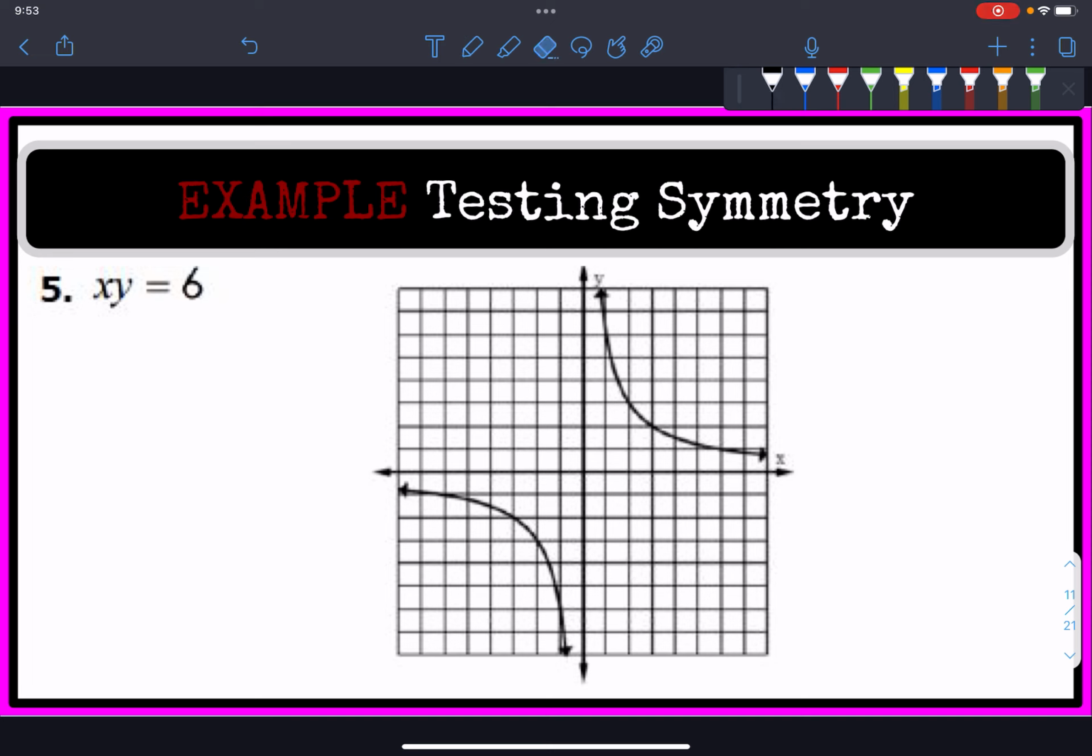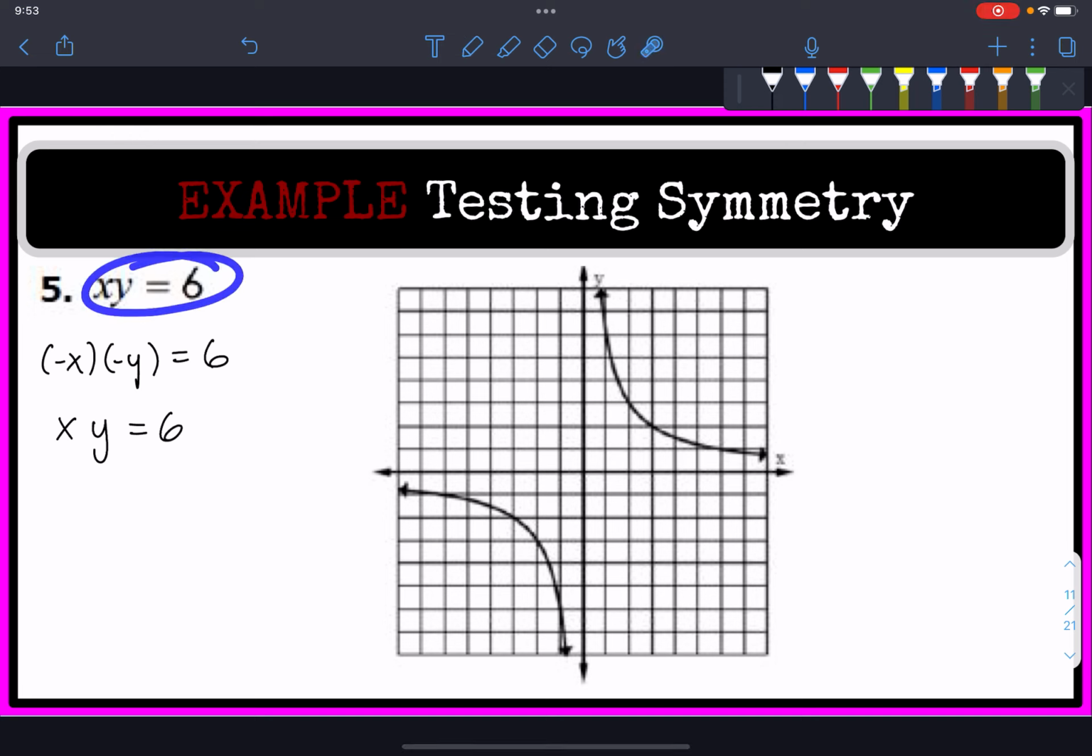Before I look at the graph, I'm going to again look at the equation. And look what happens when I replace both the x with a negative x and the y with a negative y. Well, here, the negatives and negative again, it's an even number of negatives. They're going to multiply to become a positive. So I end up again with positive x and positive y is equal to 6. So again, I have the equivalent equation. So this again is symmetrical through the origin.